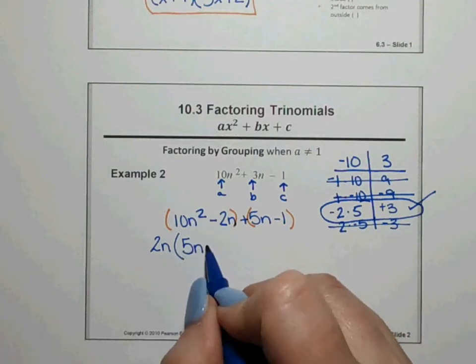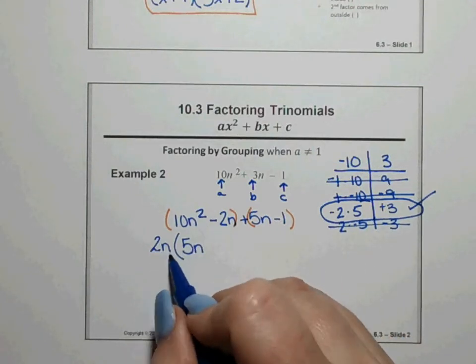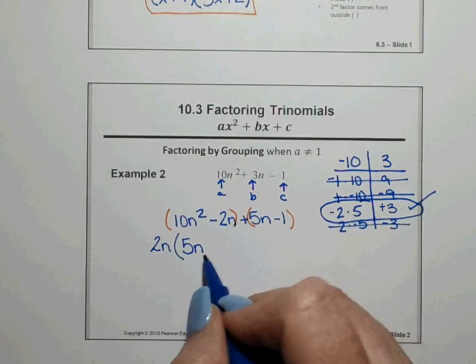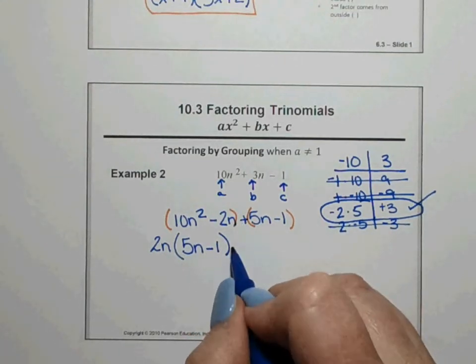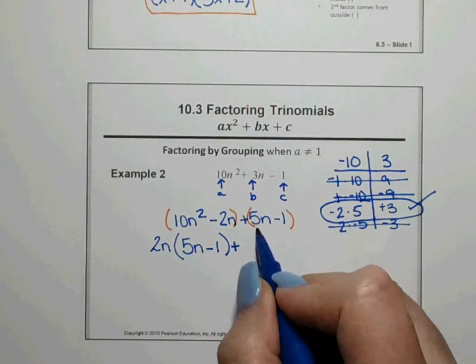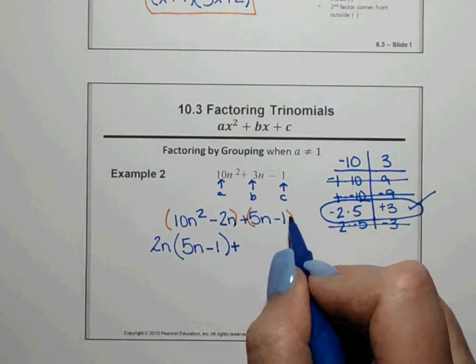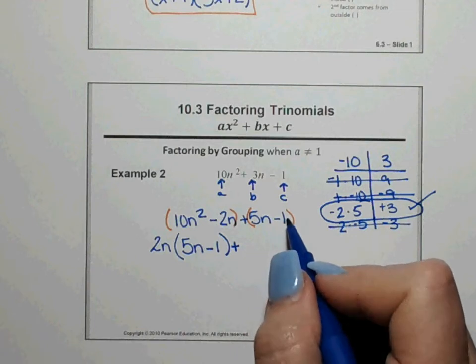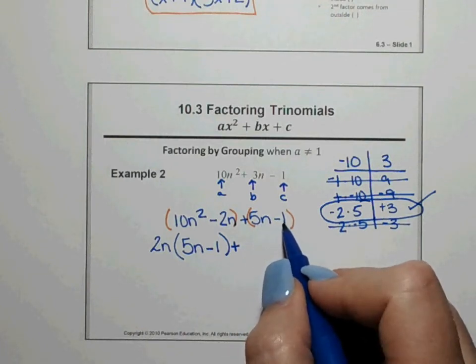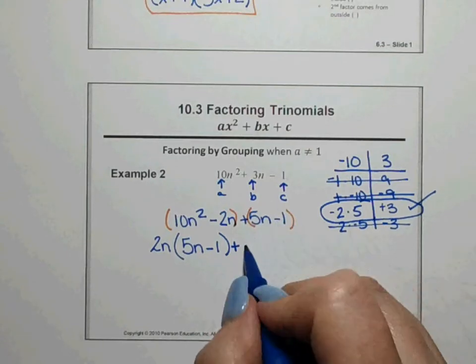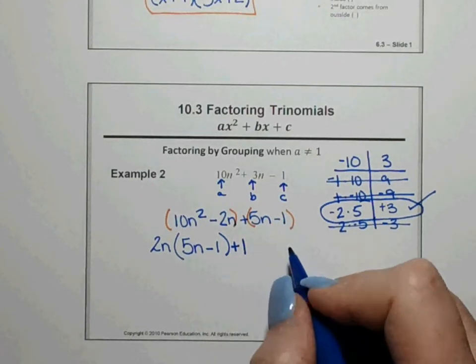Alright, so the next one, 2n times what will give me a negative 2n? Well, minus 1. Okay, so we're adding, so that plus stays there. Now I want to look at my GCF here. The only thing that they share in common is really a 1, because I can do 5 times 1 and 1 times negative 1, so they both share a 1 in common. So I'm going to write that down there.